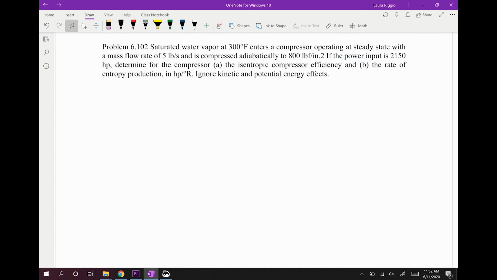Another example, we have saturated water vapor at 300 degrees Fahrenheit entering a compressor that operates at steady state with a mass flow rate of 5 pounds per second. It's compressed adiabatically to 800 psi. If the power input is 2,150 horsepower, we want to determine the isentropic efficiency and the rate of entropy production. We can ignore kinetic and potential energy effects. So let's fix our states.